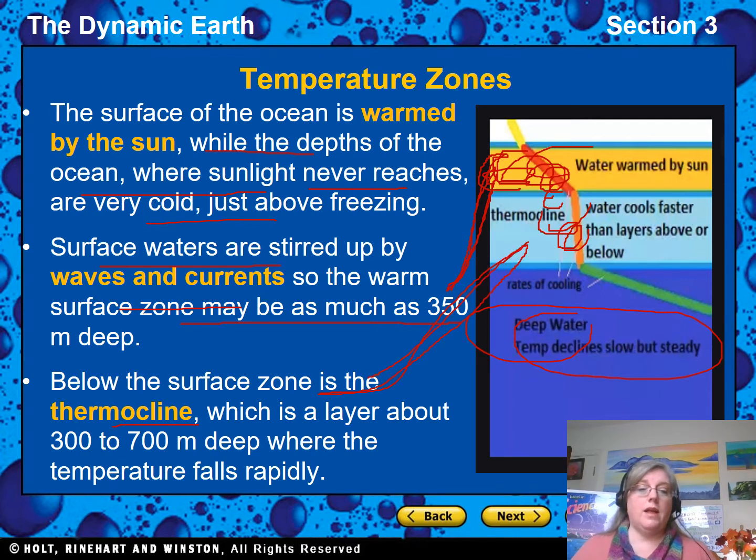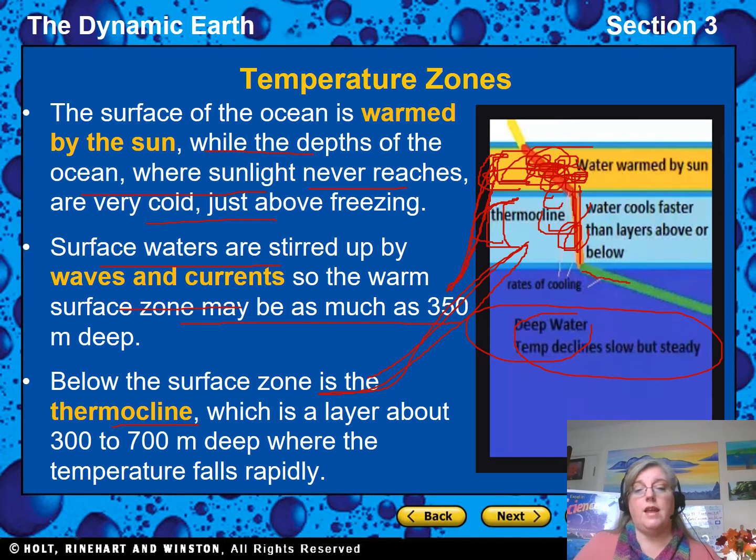This thermocline is a layer that's about 300 to 700 meters deep, and the temperature drops steadily. So yes, it gets colder the deeper you get up here. But when you hit this one, it's almost an instant drop. It gets cold really, really fast.